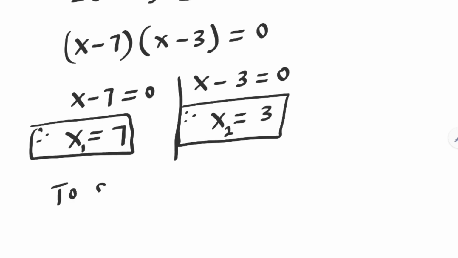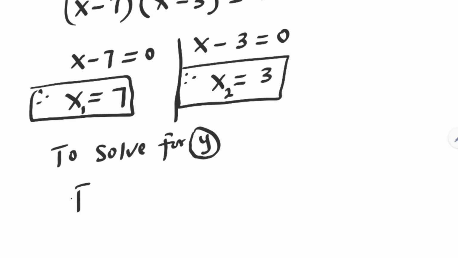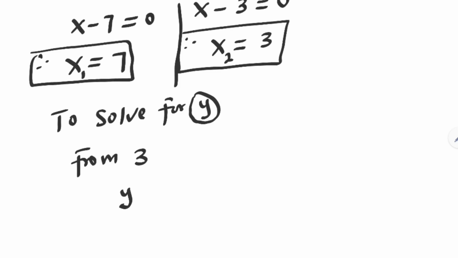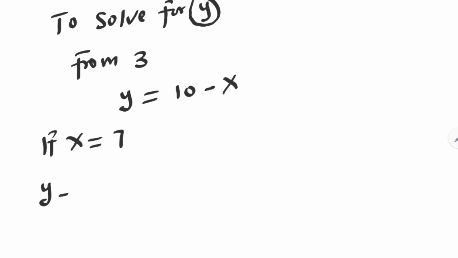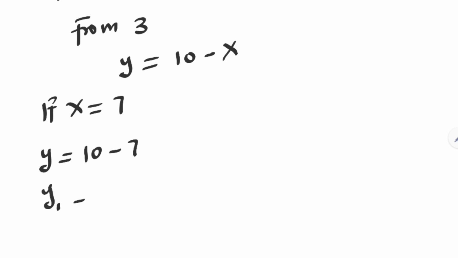To solve for y, from equation 3, y is equal to 10 minus x. Now, if x is equal to 7, y is equal to 10 minus 7, then y1 is equal to 3. This is the value of y1.